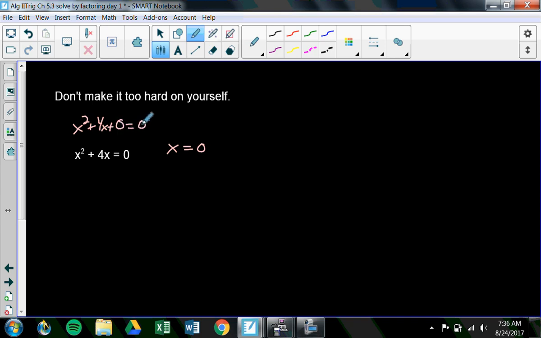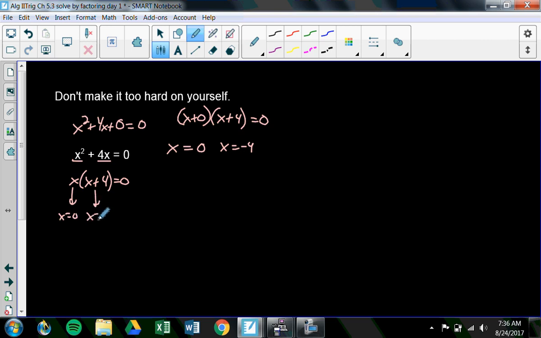Two numbers that multiply to 0 and add to 4, and that seems kind of weird at first. What multiplies to 0 and adds to 4? Well, it's actually 0 and 4. So our other solution is going to be x equals negative 4. But again, this is still harder than it has to be. Pull out a GCF of x. Now we know here, x is 0, and from this one, x is negative 4.